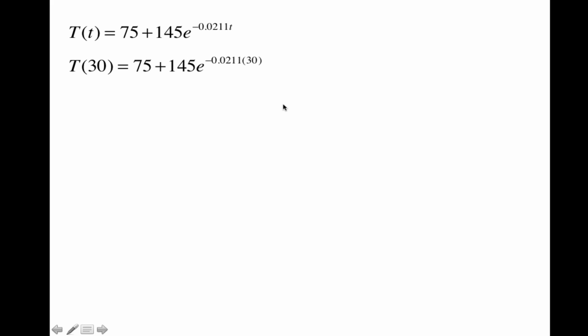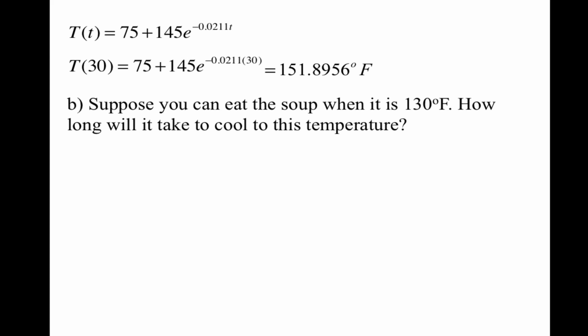All right, so now to answer my question, what's the temperature after 30 minutes? I'm going to put 30 minutes in for t and evaluate. So the temperature will be 151.8956 degrees Fahrenheit.